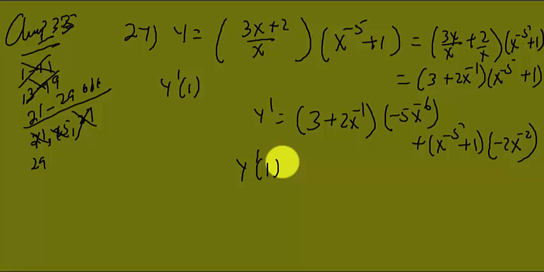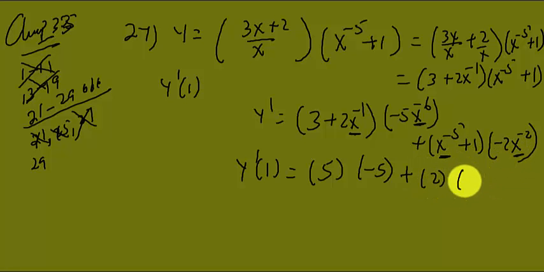Now I'm plugging in 1. When I plug in 1 here, that turns into 2. 2 times 2 plus 3 is 5. When I plug in 1 here, there's the negative 6 power, I'm still going to get 1, so it's going to be negative 5. And then plus, plugging in 1 here, 1 plus 1 is going to give me 2. Plugging in 1 here is going to give me negative 2. Okay, that's done.